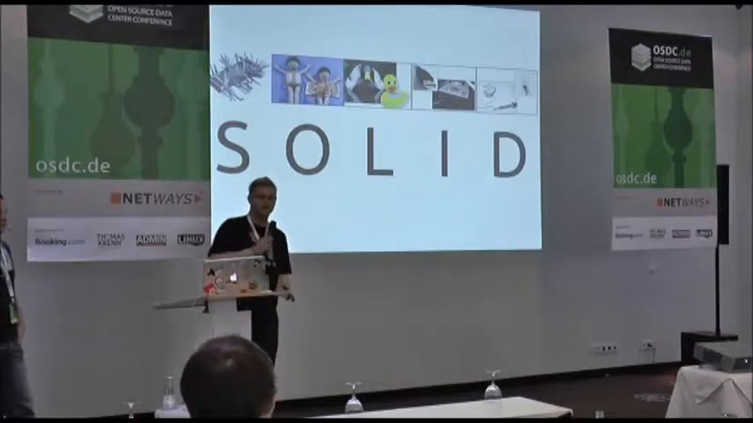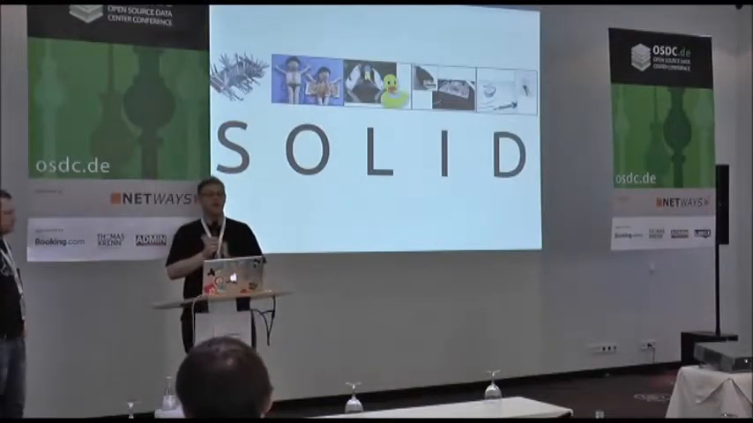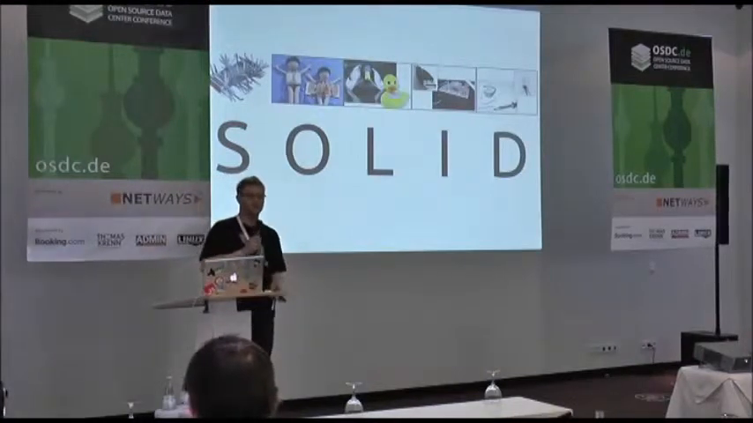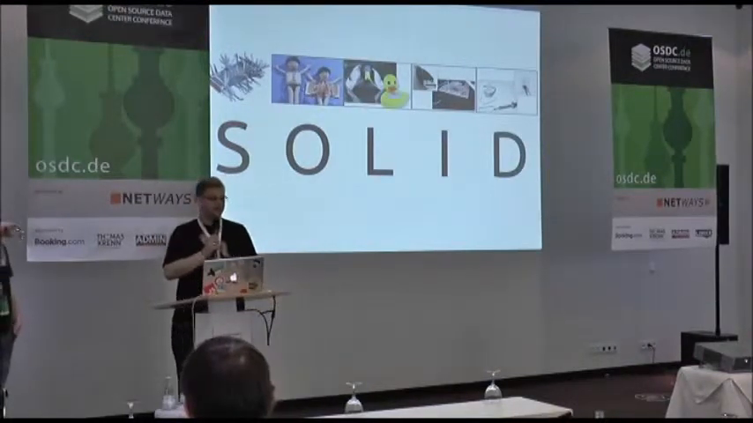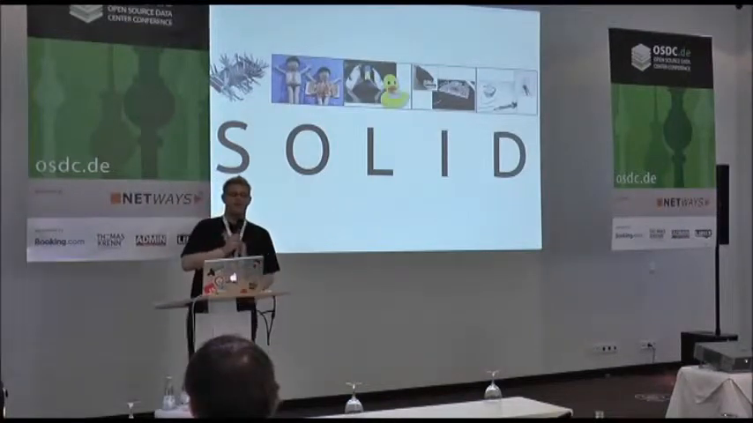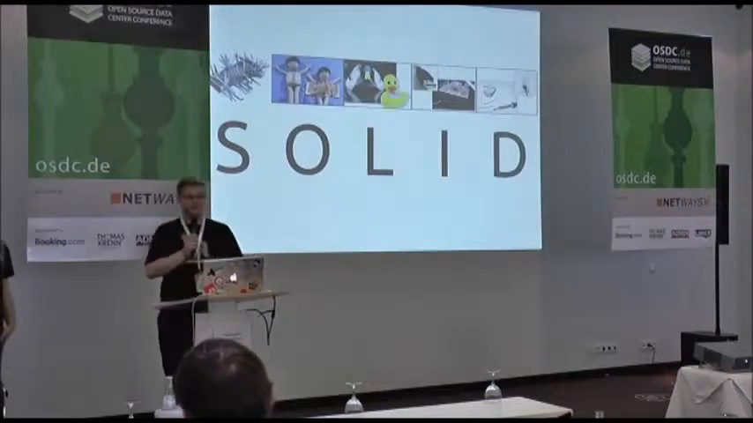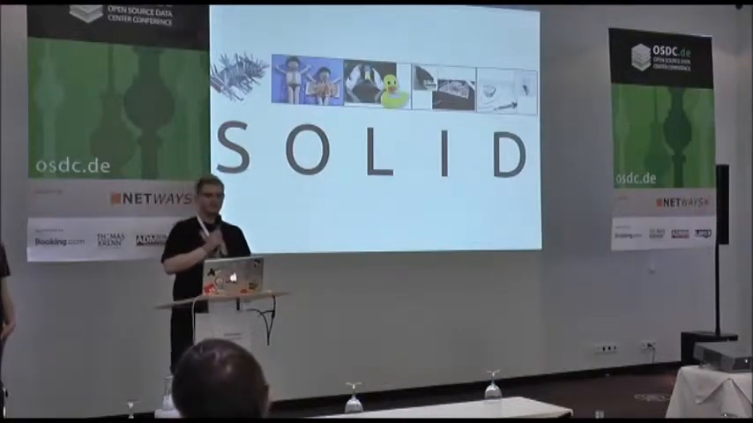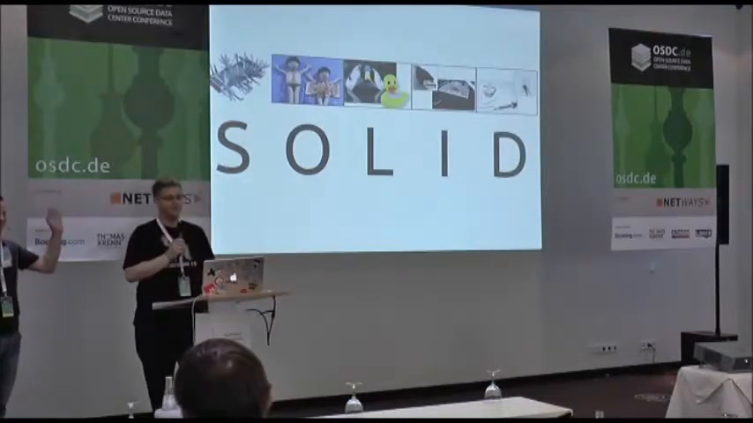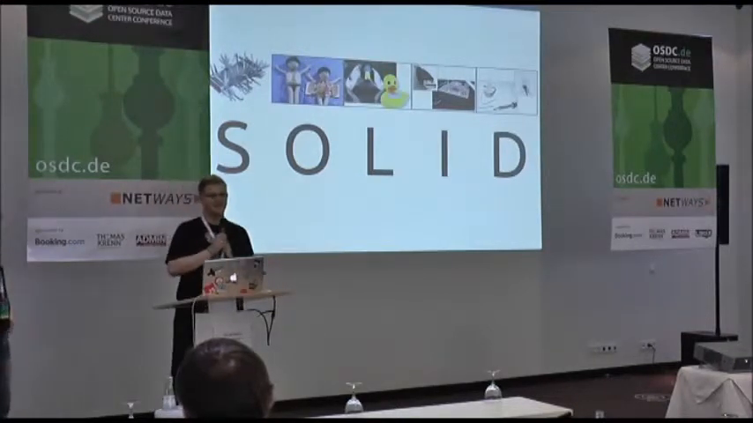And the O is the open-closed principle. It says that software entities should be open for extension, but closed for modification. The L stands for the Liskov substitution principle. That says that objects in a program should be replaceable with instances of their subtypes without altering the correctness of the program. It's kind of related to design by contract.